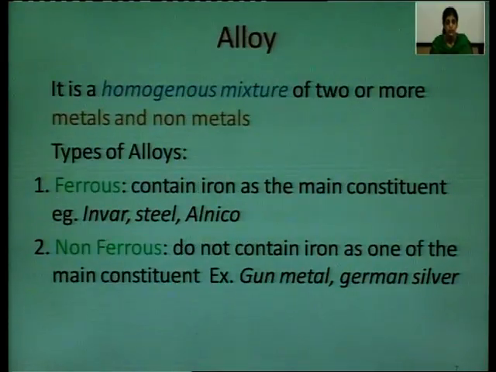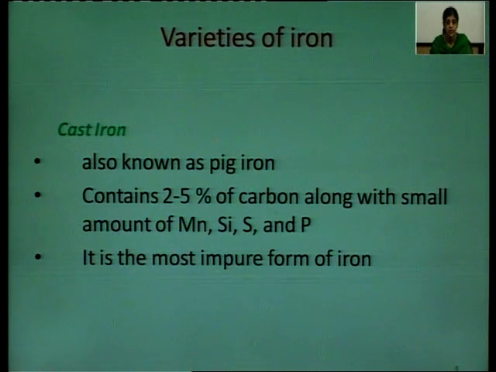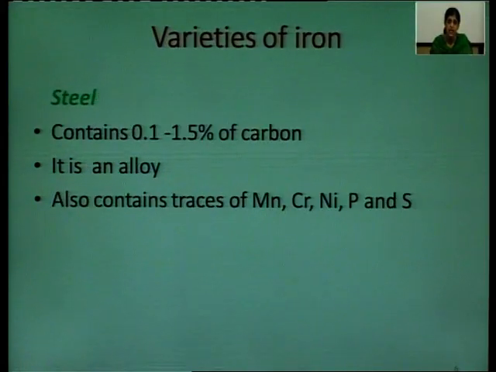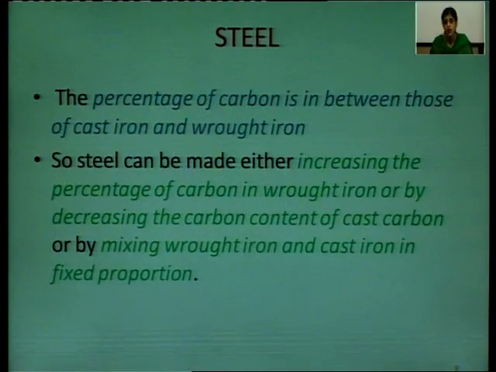We have seen, I am just rewinding the slides, that cast iron has 2 to 5% of carbon, wrought iron has 0.2 to 0.5 and steel has 0.1 to 1.5. So, this is in between that of cast iron and wrought iron. So, it can be manufactured by either increasing the percentage of carbon in wrought iron or by decreasing the carbon of cast iron, or by mixing the wrought iron and the cast iron in a fixed proportion.